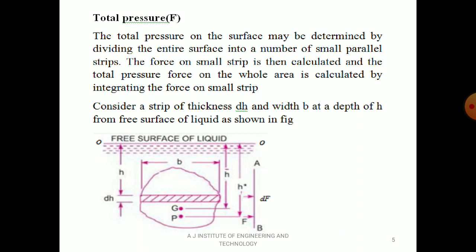Consider a strip of thickness dh and width b at a depth of h from the free surface of the liquid as shown in the figure. So you have to consider one small strip of thickness dh, at a distance h from the free surface of the liquid, that is from OO.